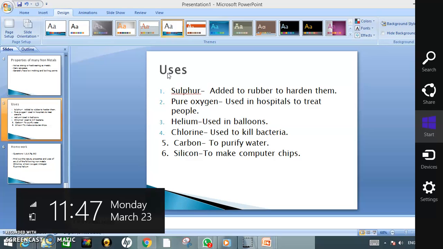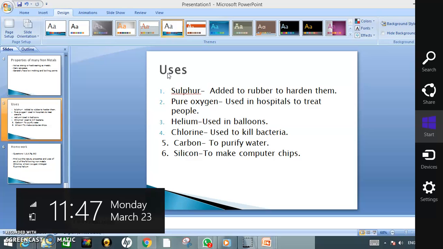Next is helium. Helium is used in balloons. We see the balloons that are generally released in the beginning of some functions, or maybe the Olympics or any of these celebrations, and you see some balloons going high up in the air. These balloons are filled with helium gas.